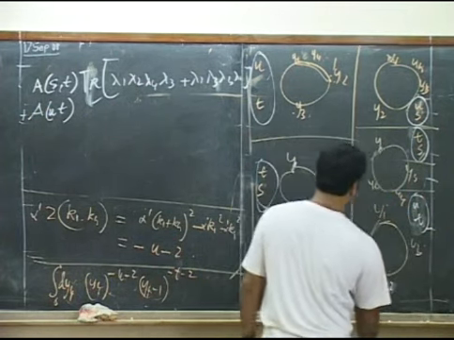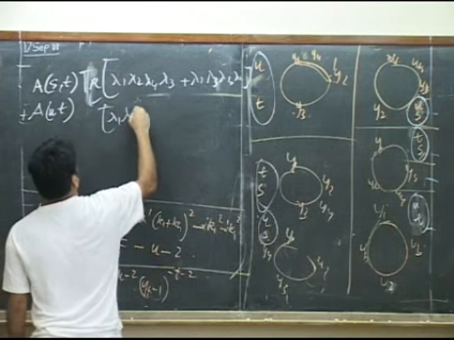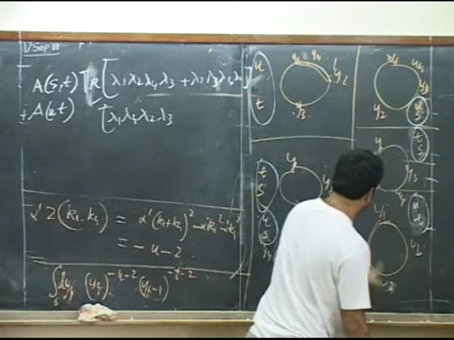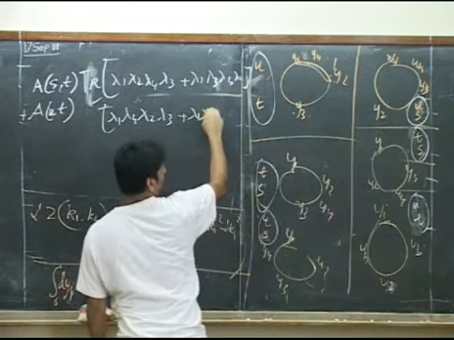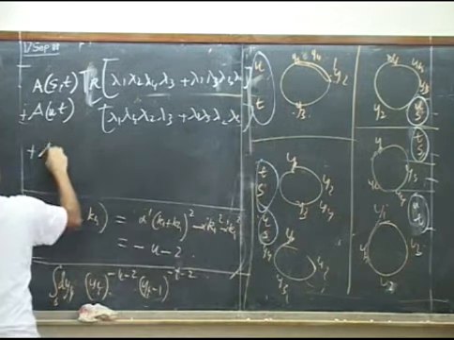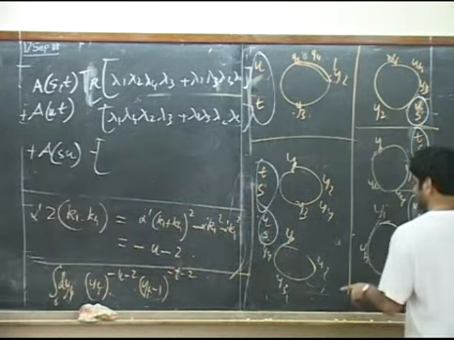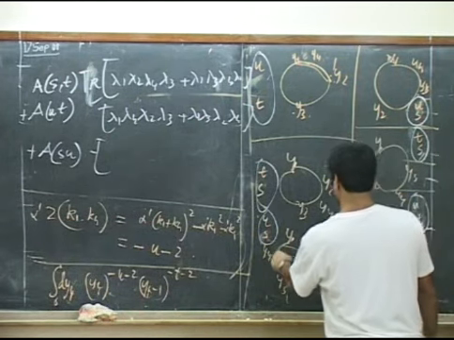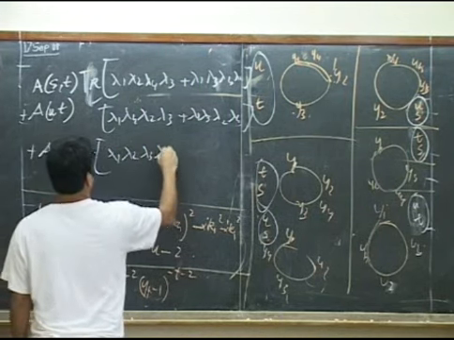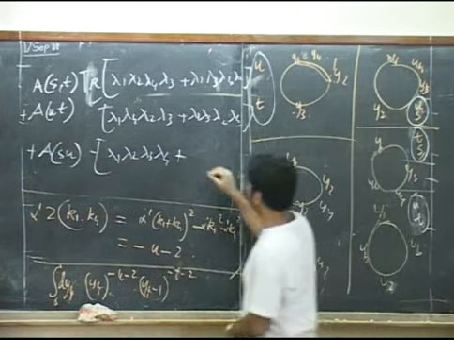So we get 1, 4, 2, 3, plus 1, 3, 2, 4, plus A of SU, which is 1, 2, 3, 4, plus SU 1, 4, 3.